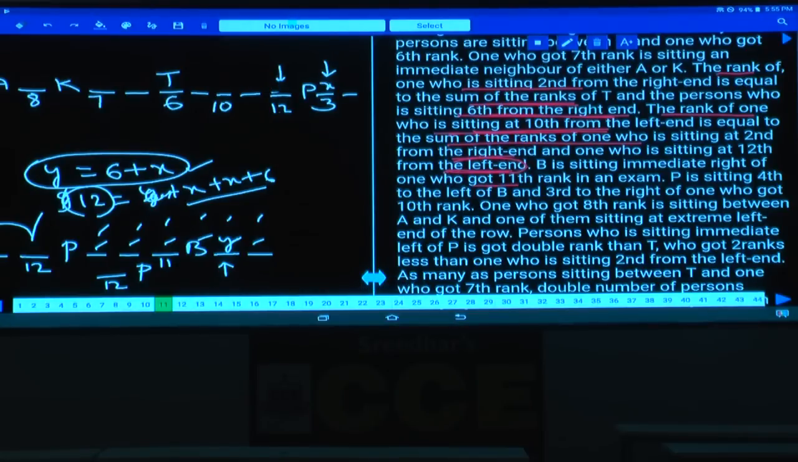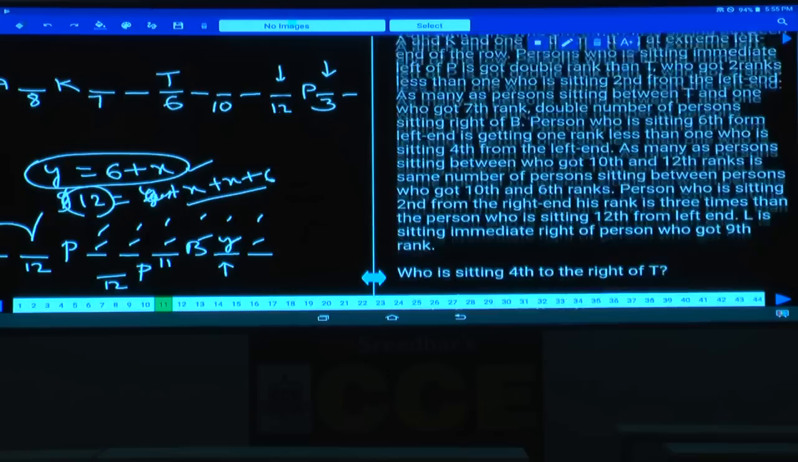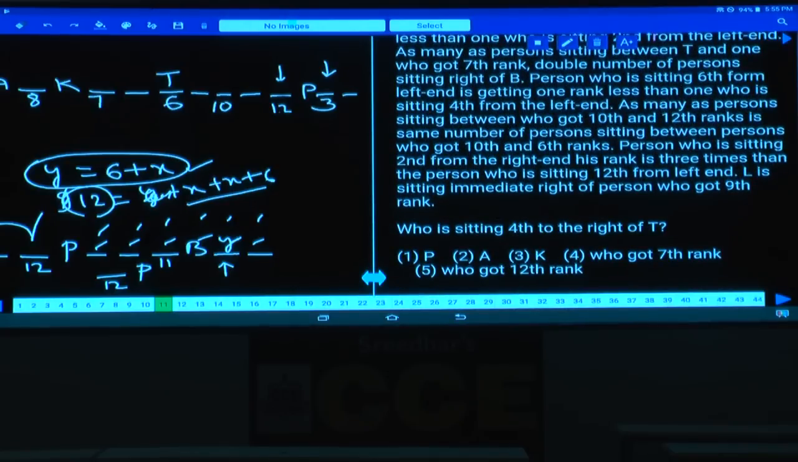As X equals 3, one more piece of information is there. What is that information here? As many persons between the 10th and 12th rank is the same as the number of persons between the persons who got 10th and 6th rank. The person who is seated second from the right hand, his rank is 3 times the person who is seated 12th from the left hand. Who is 12th from the left hand here? The 12th from the left hand is the immediate right hand side of P. And what is the rank of this person? 3.